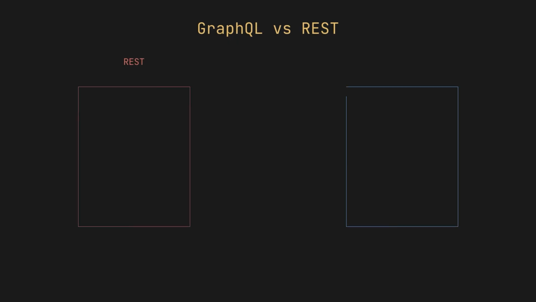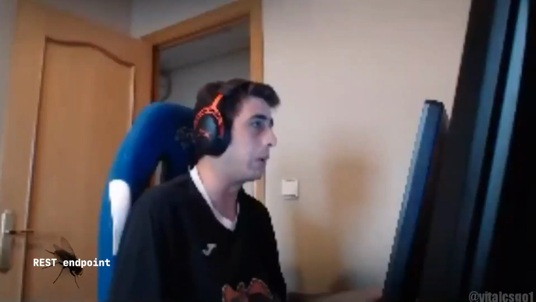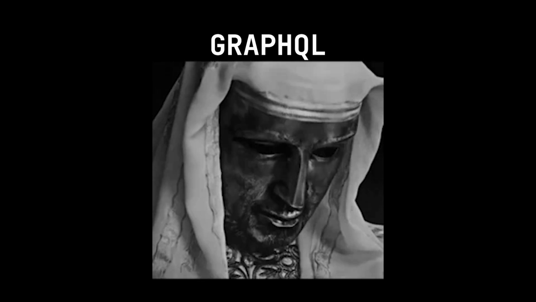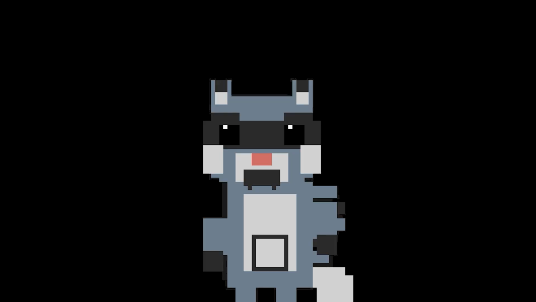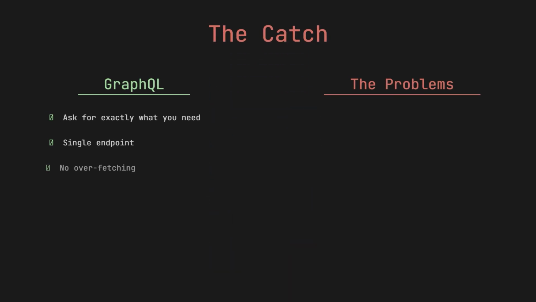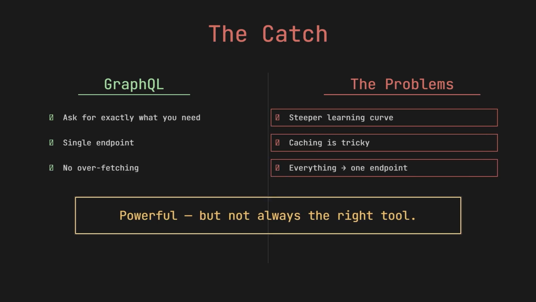This solves a massive problem called overfetching. Imagine you only need a user's name and email, but the REST endpoint sends you 30 fields, including stuff you will never use. That is wasted bandwidth. GraphQL kills that waste. There is also underfetching, where REST makes you call 5 different endpoints to build one screen. GraphQL can do all of that in a single request. The catch though, GraphQL has a steeper learning curve, and caching is trickier because everything goes through one endpoint. So it is powerful, but it is not always the right tool.